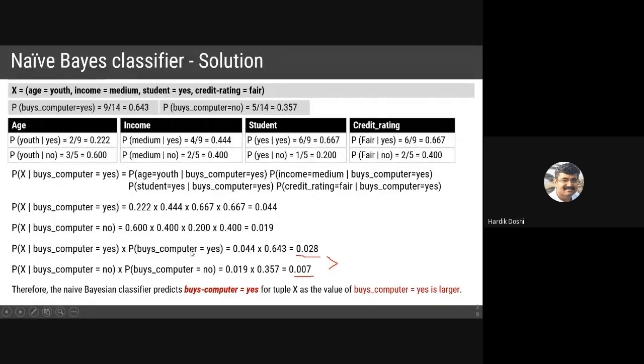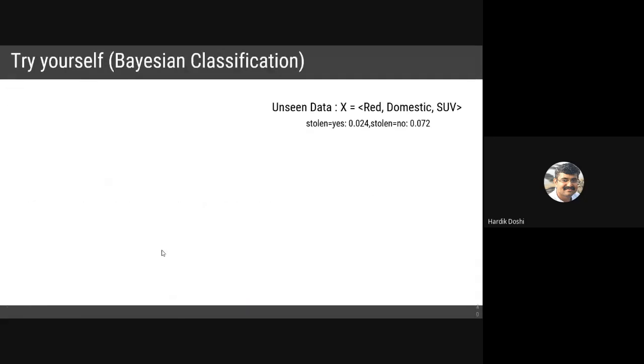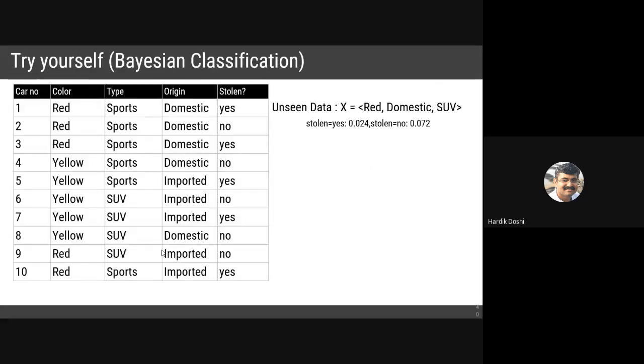Over here we are having only two answers, yes and no. But if there were a third possibility, then we need to do it for all those three. Fine? All of you? So this is one example.